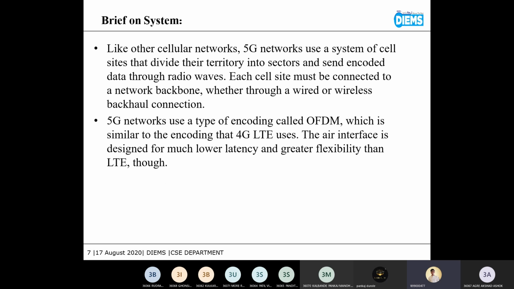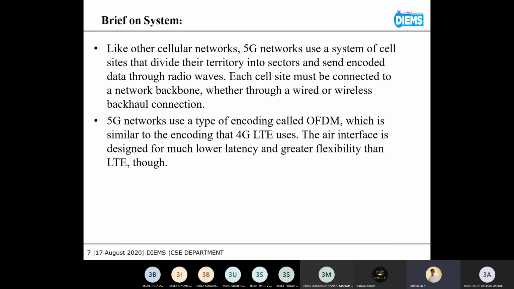I will give a brief description of the system of 5G. Like other networks, a 5G network uses the system of cell sites and divides its territory into sectors and sends encoded data through radio waves. Such cell sites must be connected to a network backbone, whether through a wired or wireless backhaul connection. Same as other generations of networks, 5G will also have that same system, using radio waves.